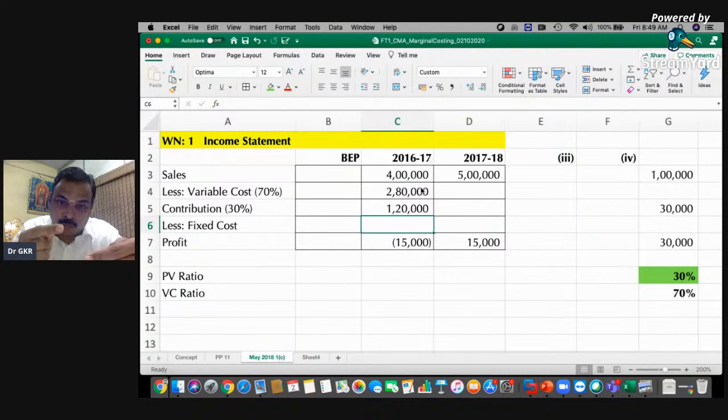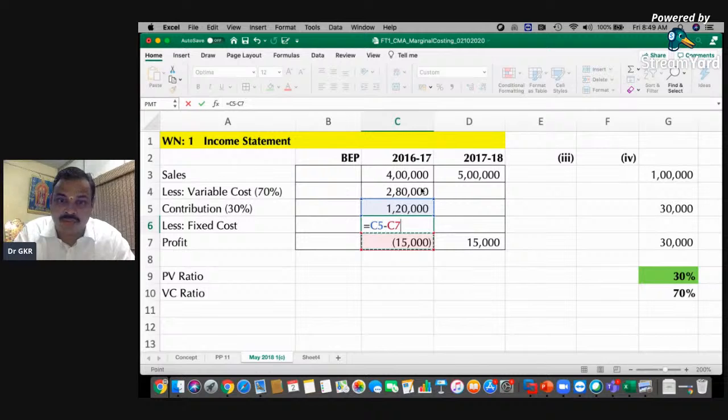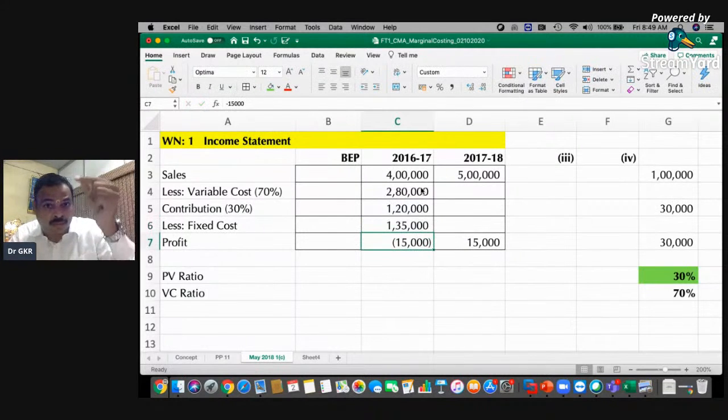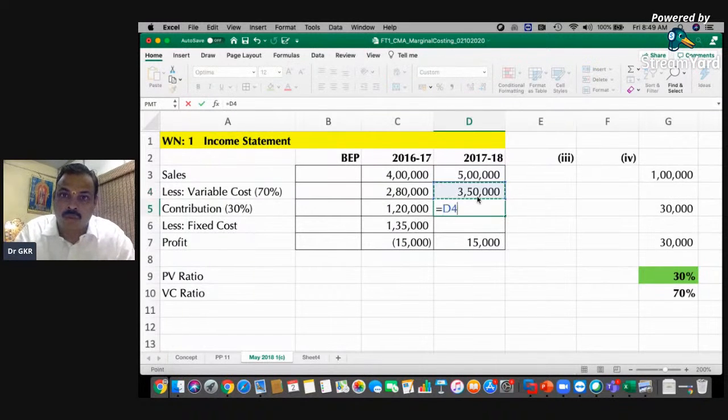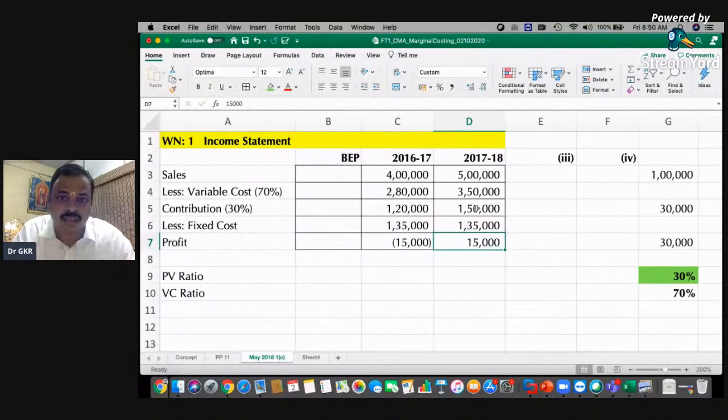Because 120, from 1,20,000, if you subtract, you'll get minus 15,000. Naturally, minus of minus 15,000 is plus 135. From 1,20,000, if you subtract 135, you will get minus 30. Here also, you should get 1,35 only. Please look at this. On this 70%, once you subtract 5 lakhs minus 3 lakh 50, 1 lakh 50. So 1 lakh 50 minus your 15,000 is 130. That's it. So fixed cost is the same.